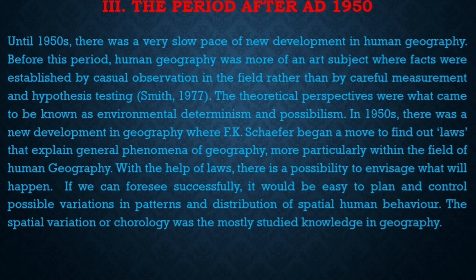The theoretical perspectives were what came to be known as environmental determinism and positivism. In the 1950s, there was a new development in geography where F.K. Schaefer began a move to find laws that explain general phenomena of geography, more particularly within the field of human geography. With the help of laws, it is possible to envisage what will happen. If we can foresee successfully, it would be easy to plan and control possible variations, patterns and distribution of spatial human behavior. The spatial variations, or the chorology, was the most studied knowledge in geography.